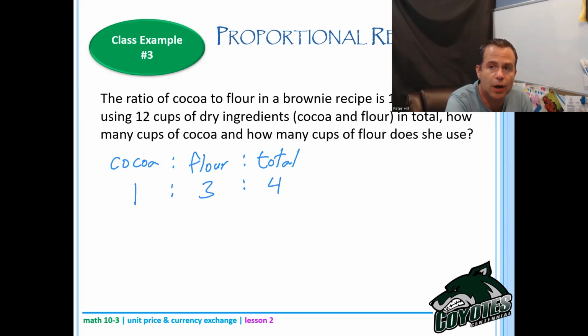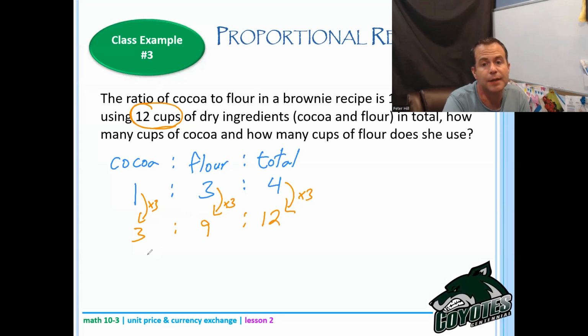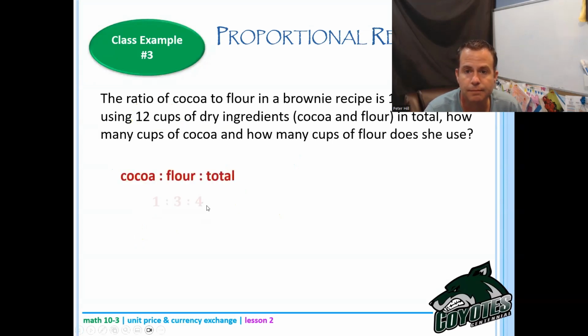All right, so now I'm told, hey, I'm gonna have 12 cups in total. So I know that my new total is 12. So now I'm just gonna ask myself, how did I go from 4 to 12? Well, in order to do that, I multiply by 3. So I'm gonna do the same thing to the rest of them. 3 times 3 is 9, and 1 times 3 is 3. Okay, so in my 12-cup recipe, I'm gonna need 3 cups of cocoa and 9 cups of flour. That way, my cocoa and my flour are gonna be in the same ratio, okay?